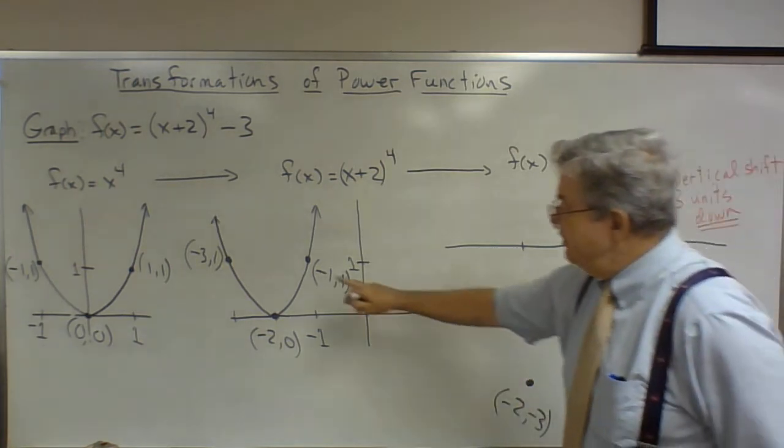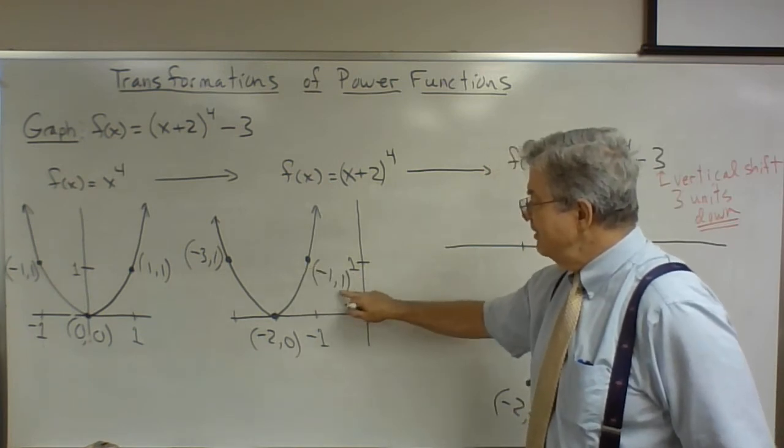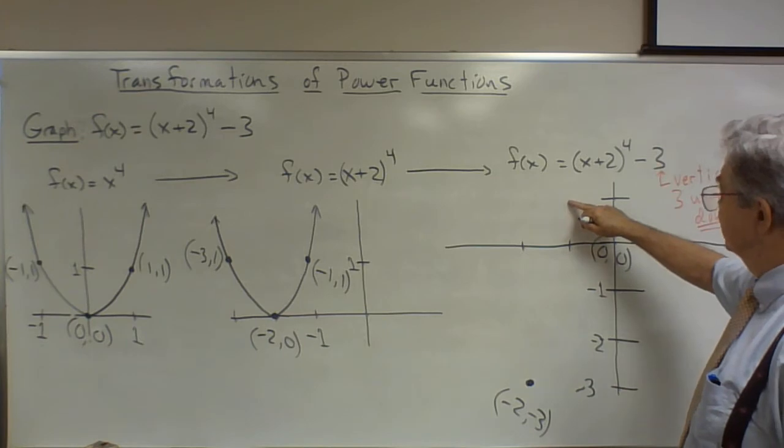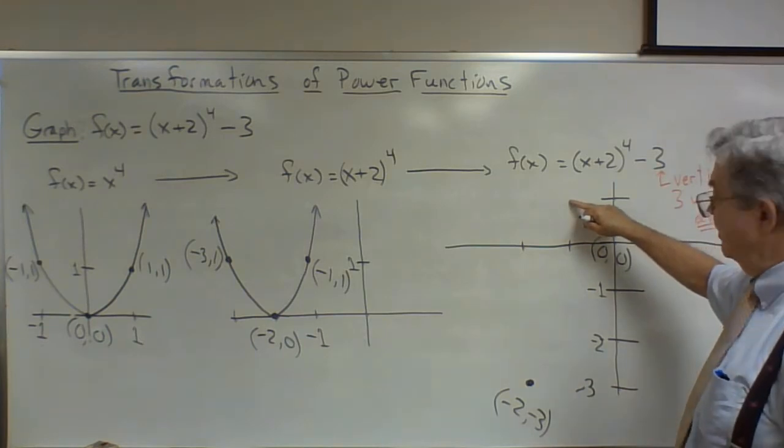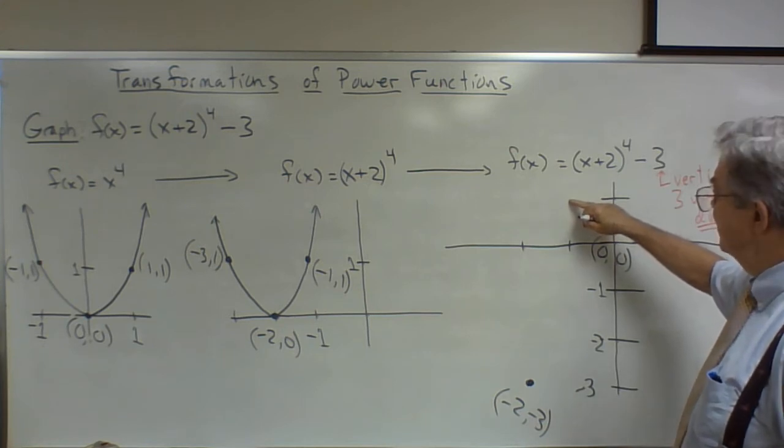Now let's move this point down 3 units. It was at x equal -1, y equal +1. That's this point right here. It was at -1, +1. But we have to move it down 3 units.